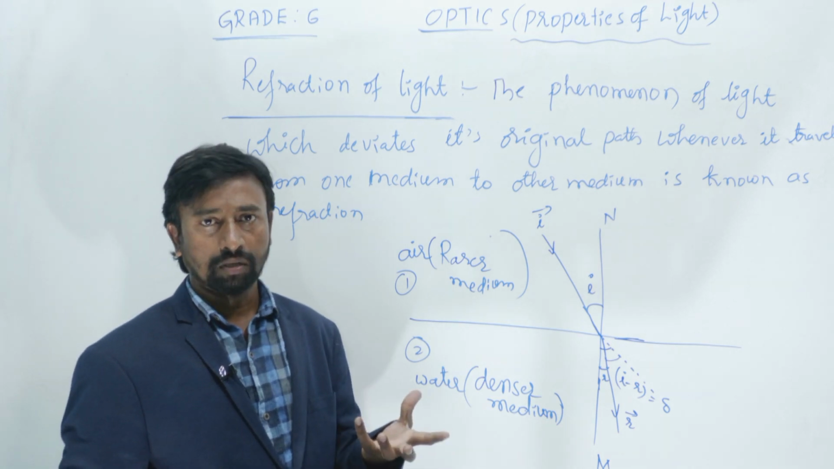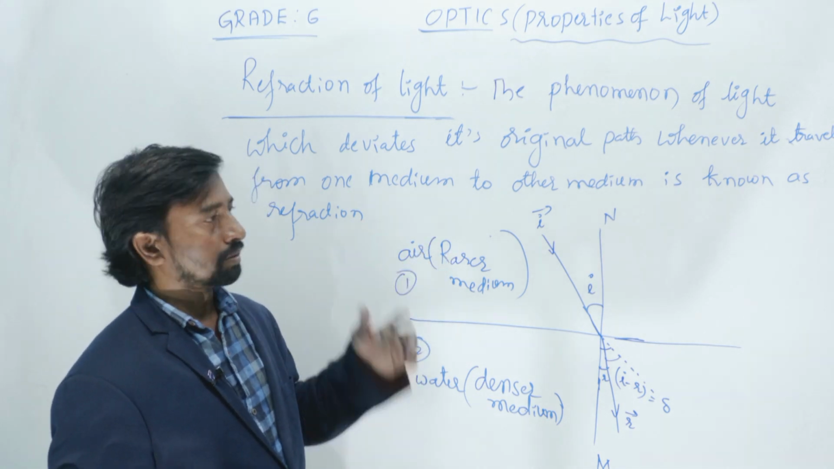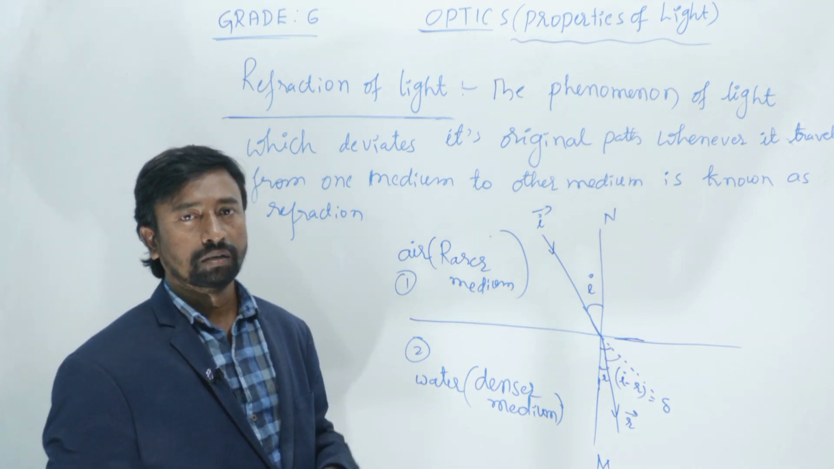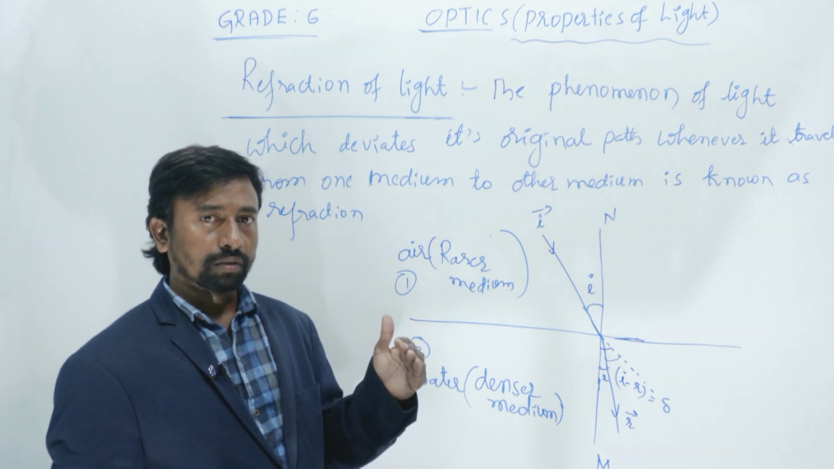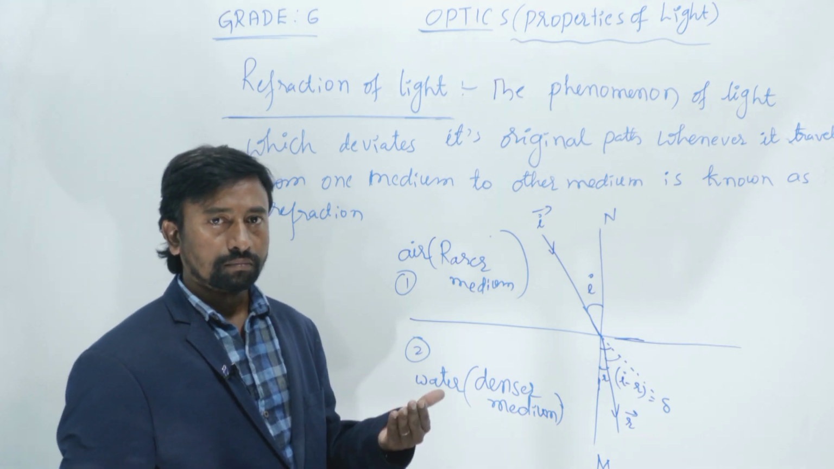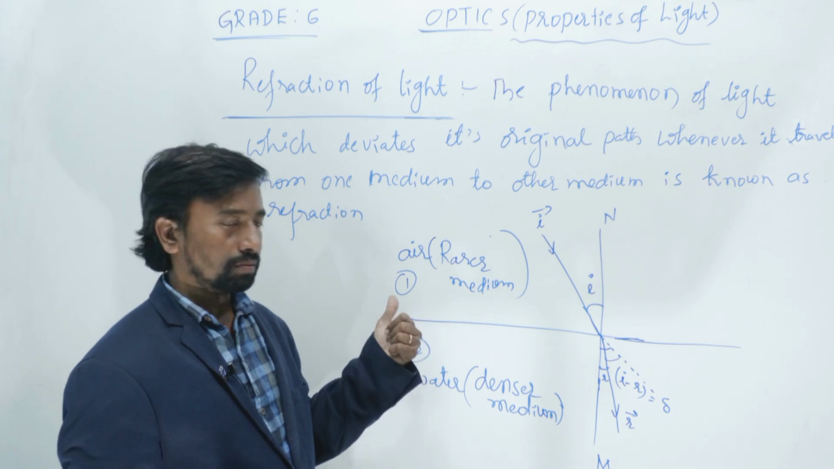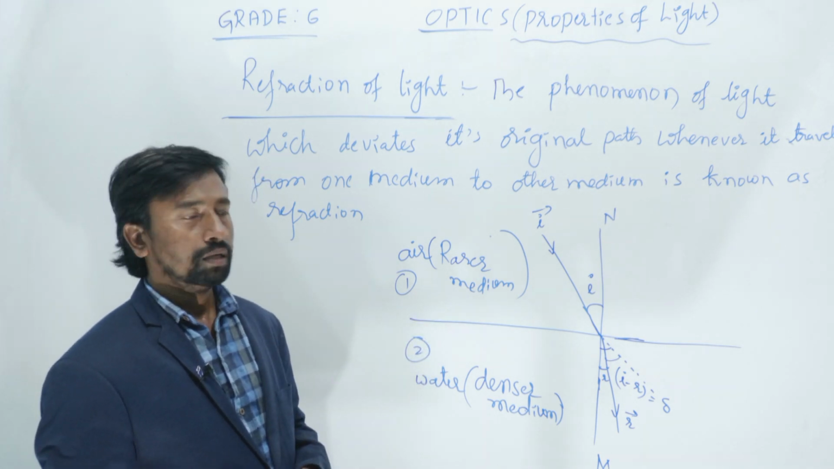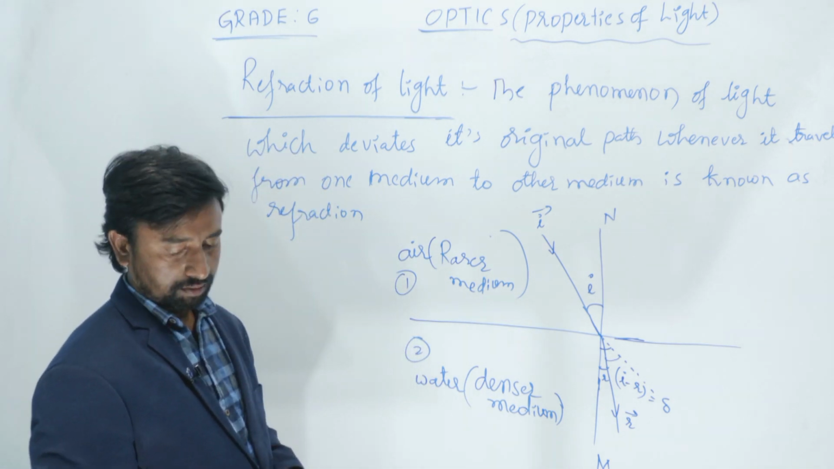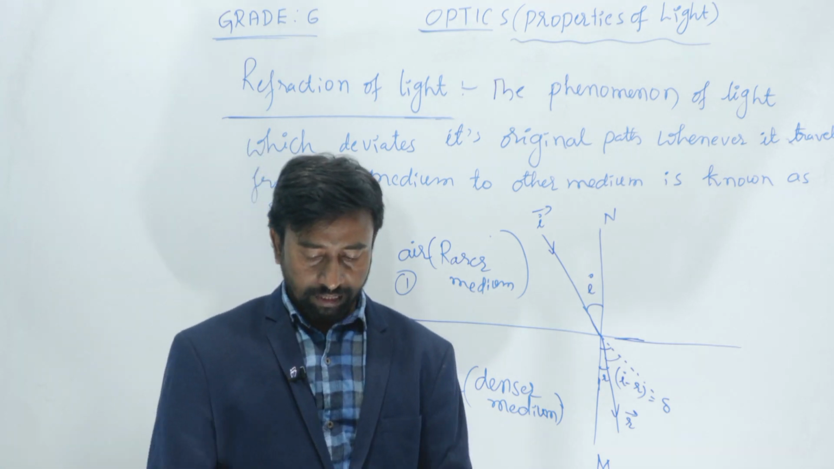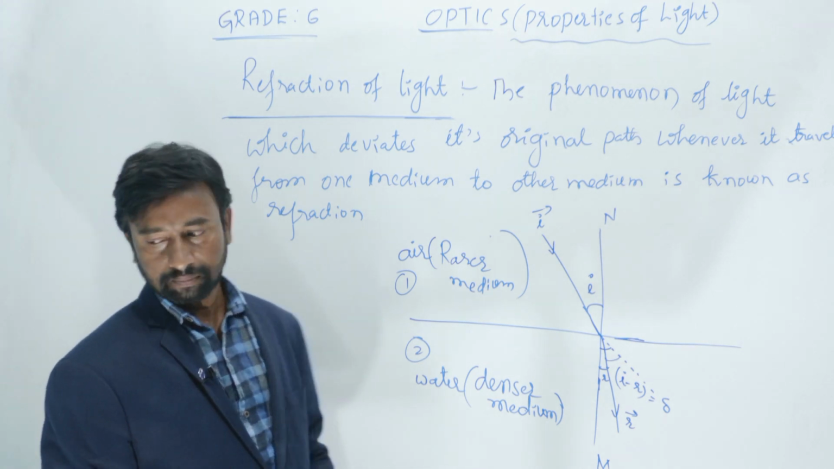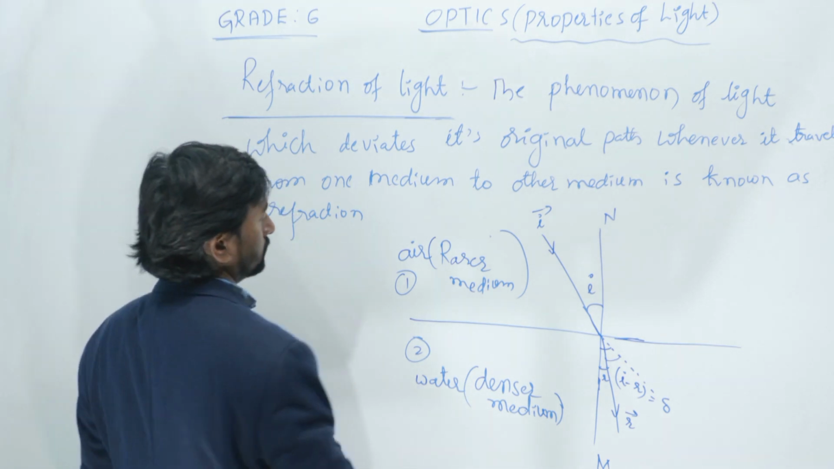Twinkling of stars is also due to refraction. During sunset and sunrise, the actual place of the sun deviates because of this refraction. So all these natural phenomena take place due to this phenomenon of light. Now the next property we are going to see is diffraction.